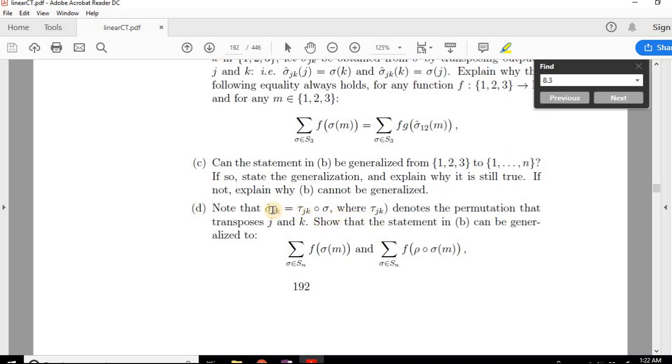So here, in fact, this is what I mentioned, that this sigma hat is basically the original sigma composed on the right with the transposition. Right? So a transposition is a permutation. So in this problem, what you want to show is that these two sums are equal no matter what permutation you put in here.